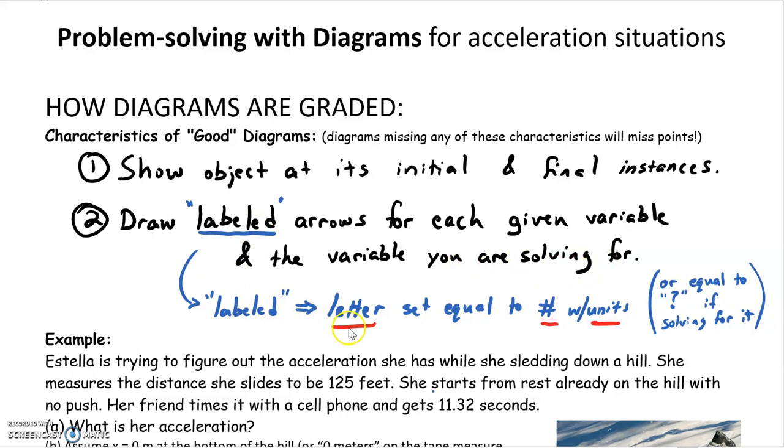By labeled, I mean that it has a letter, the variable, set equal to a number in units. We want to make sure that we have the letter there so we can help to identify what equation we need to use based on what variables we have given. We also want to set it equal to the number with units so that we know what values we're going to sub in for those variables and to make sure it's in the standard units. If we are solving for it, and obviously wouldn't know the number, then we can set it equal to a question mark.